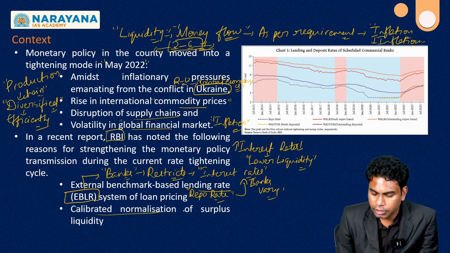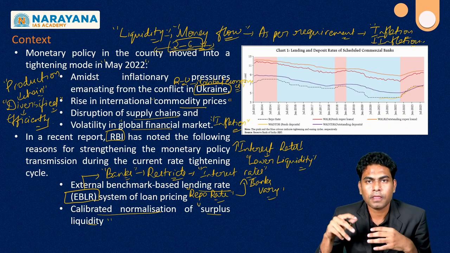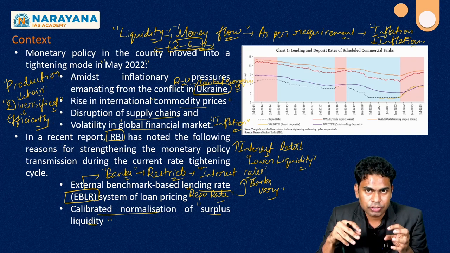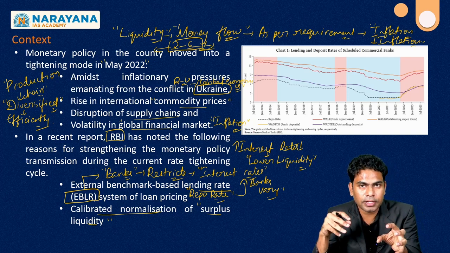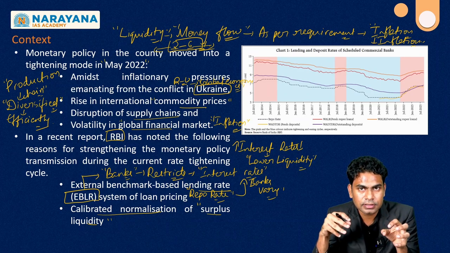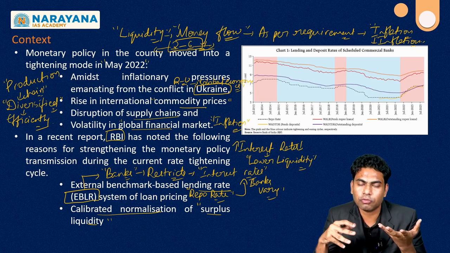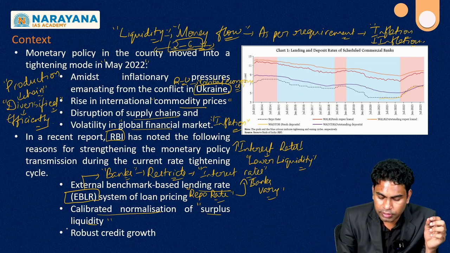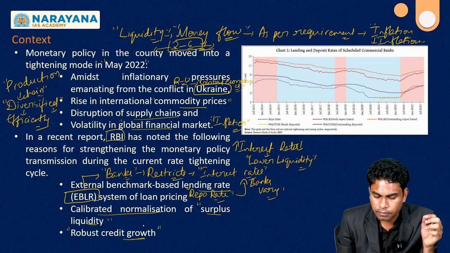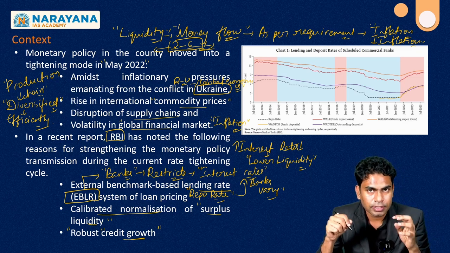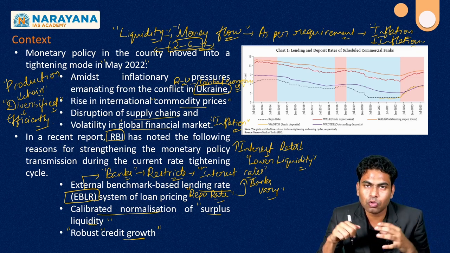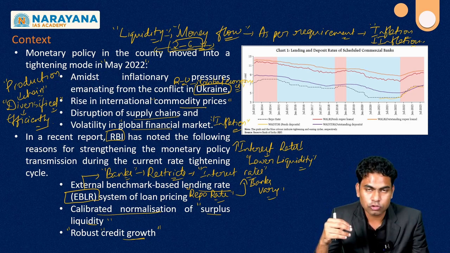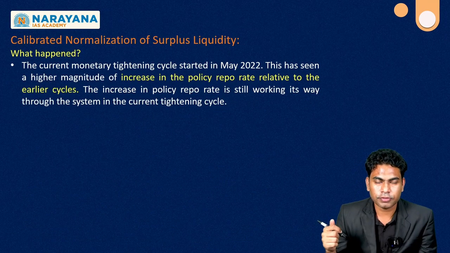Then, calibrated normalization of surplus liquidity. RBI, through its recent innovation in monetary policy, is squeezing the excess money with the banks. It is squeezing this money so as to control the liquidity in the market. We are going to see how it is able to achieve it. In addition to it, what we are witnessing is robust credit growth. It is not only the control of liquidity, we are witnessing a rise in credit growth as well. And this is due to the way in which RBI is able to operate through its instruments. So we are going to see how.